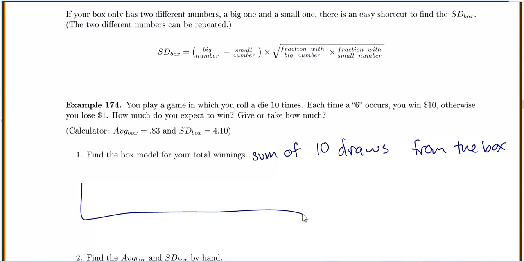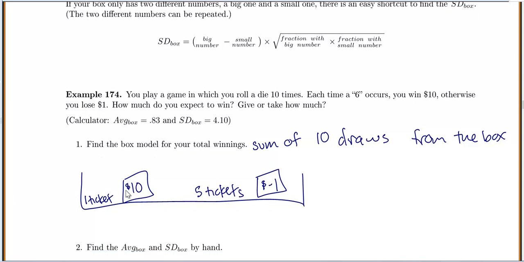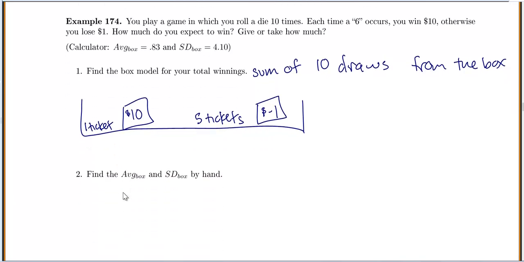Okay, if you roll a 6, you win $10. Otherwise, you lose $1. Notice those are our only two options. You either win $10 or you lose $1. But how many of each of those tickets do we need in there? There's only one 6 to get you $10, so there's only one ticket for the 6. But there's 5 other numbers that make you lose, the 1, 2, 3, 4, and 5. So there's 5 tickets to let you lose $1. So that's our box model.